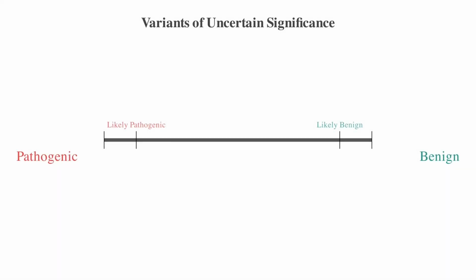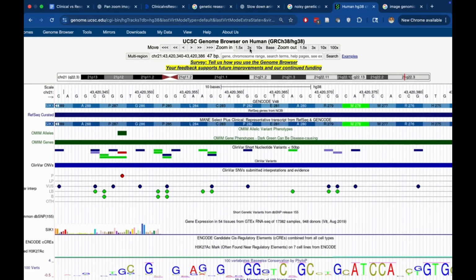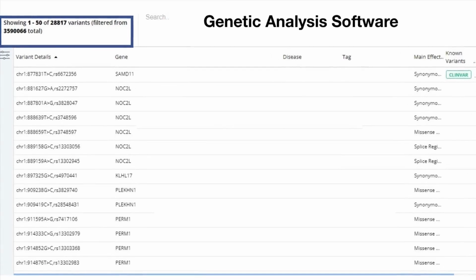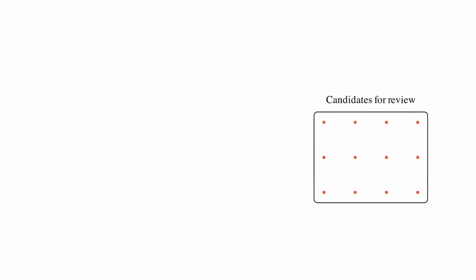A VUS is a genetic change where we don't yet have enough evidence to call it harmful, pathogenic, or harmless, benign. Our ability to sequence our genome is still fairly new, and genetic data at this level is noisy. The average person has millions of harmless genomic variants in their DNA. Genomic analysts use software to filter through and prioritize detected variants in order to focus on those that are most likely to be causing problems.